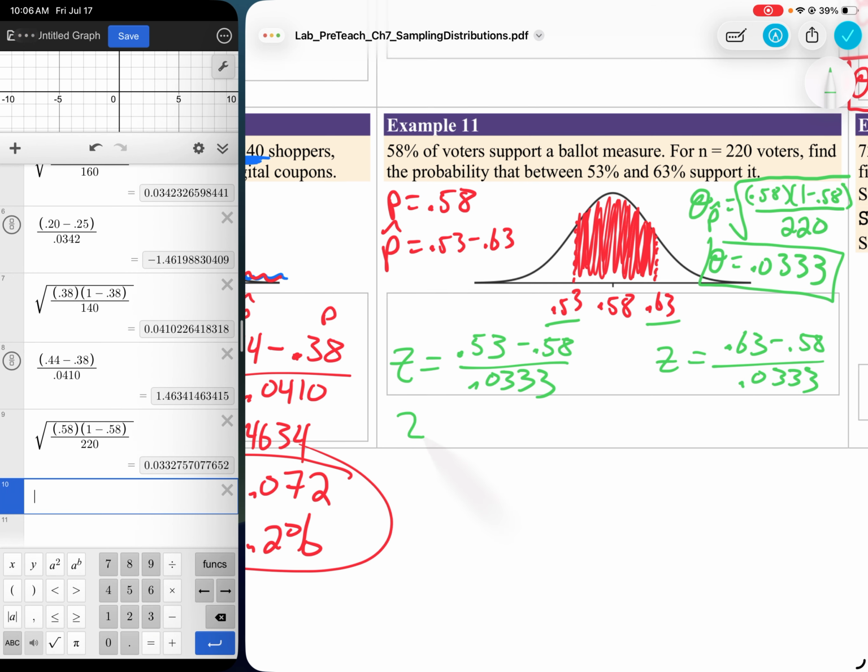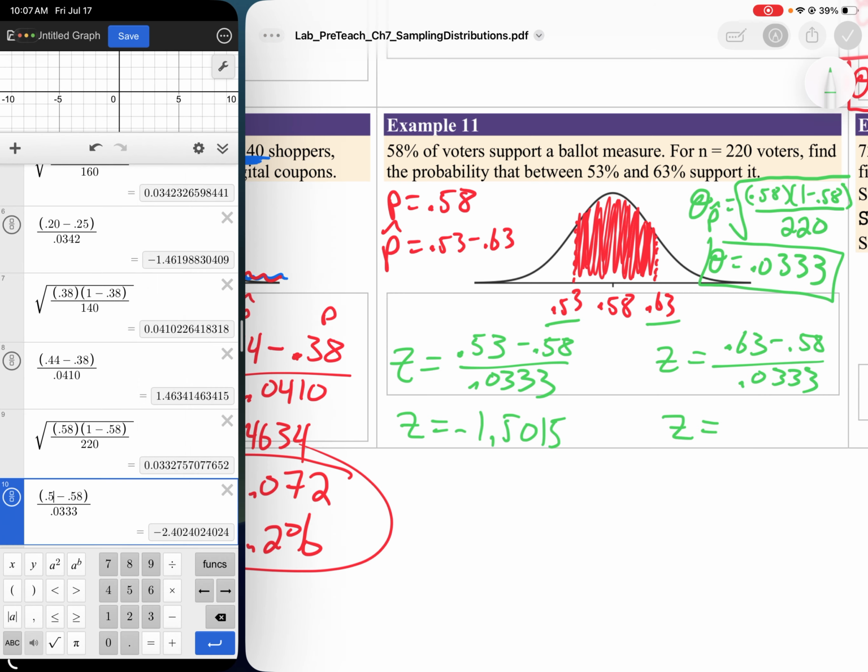Now let's go get those z-scores. They should be the same number, one positive, one negative, since the two numbers we're analyzing are the same distance from the mean, but let's double check that. 0.53 minus 0.58 divided by 0.0333. We will get negative 1.5015. And if we did this correctly, when I change that data point to 0.63, we should get the same number, 1.5015, just positive.